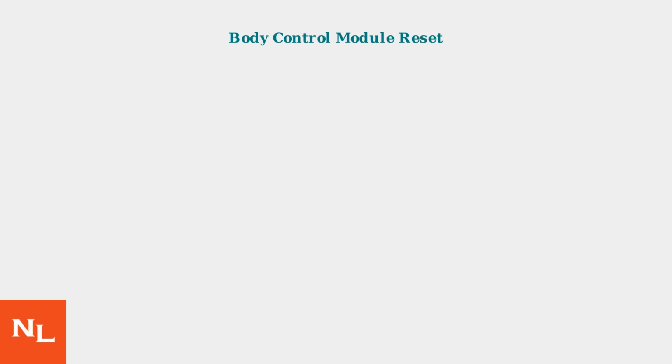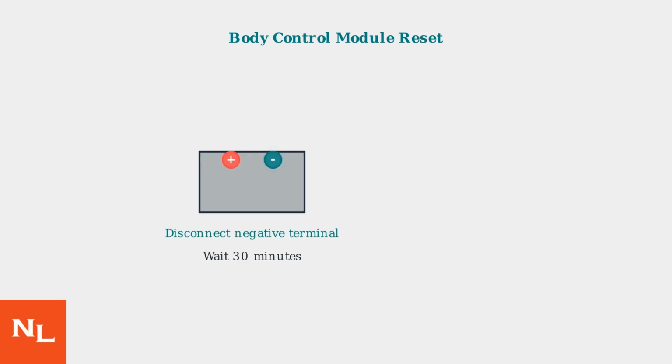This clears the BCM memory and can resolve persistent software glitches. Locate your battery and disconnect the negative terminal. Leave it disconnected for 30 minutes to ensure the BCM memory is completely cleared. After 30 minutes, reconnect the battery and start the vehicle.